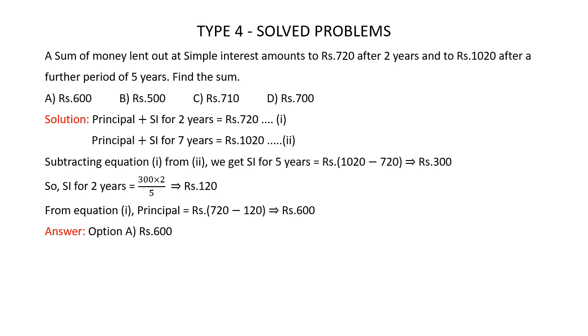Now let's consider equation 1. If simple interest for 5 years is rupees 300, simple interest for 2 years would be 300 multiplied by 2 divided by 5, which is rupees 120. So substituting the value of simple interest for 2 years in equation 1, we get principal is equal to 720 minus 120, which is rupees 600. So the sum is rupees 600. The correct answer is option A, rupees 600.